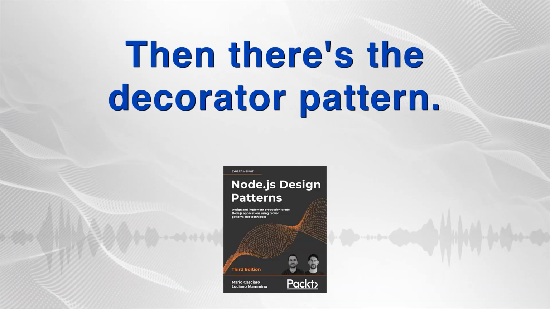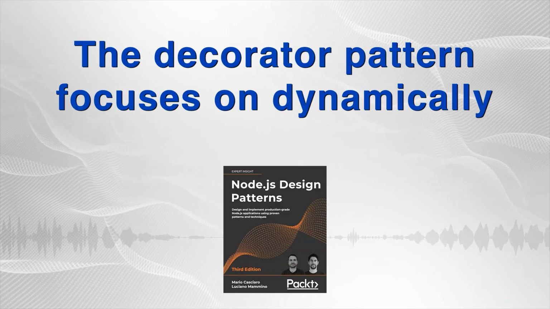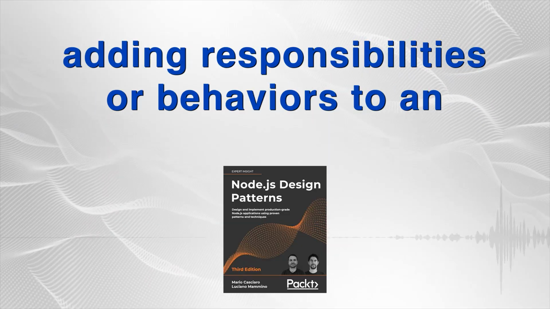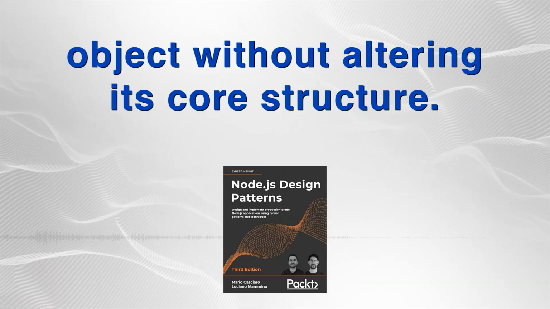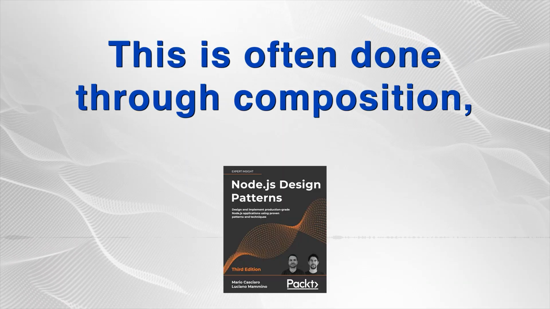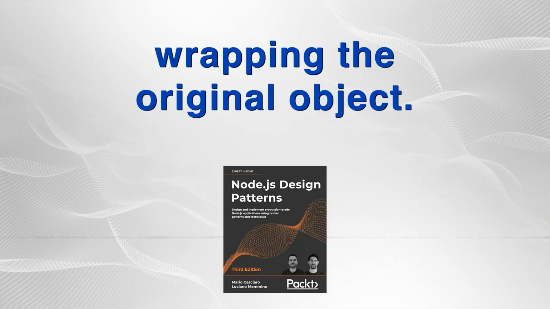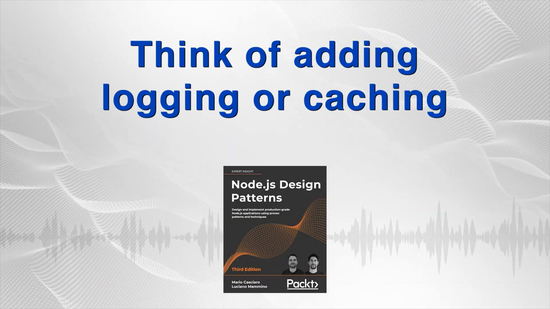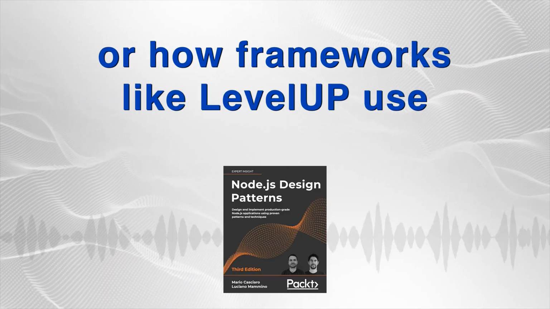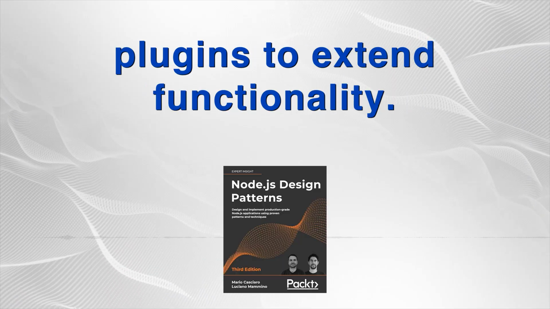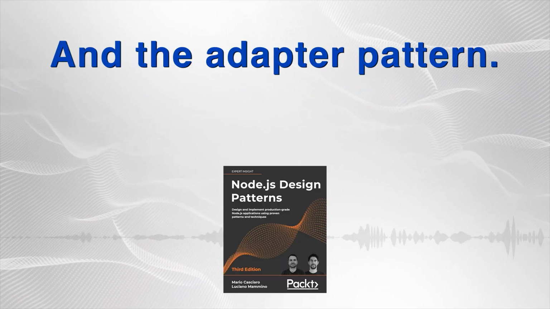Then there's the decorator pattern. How does that differ? The decorator pattern focuses on dynamically adding responsibilities or behaviors to an object without altering its core structure. This is often done through composition, wrapping the original object. Think of adding logging or caching capabilities to an existing database client, or how frameworks like LevelUP use plugins to extend functionality. And the adapter pattern.